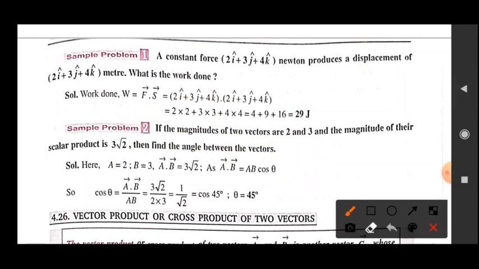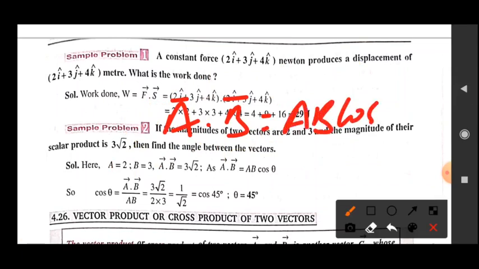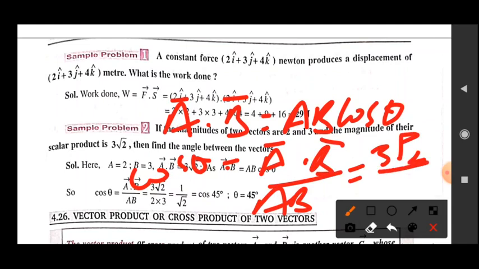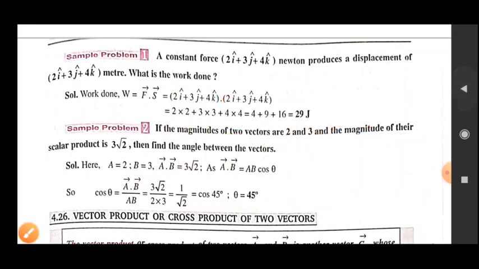Now we have to find the angle between them. You know that a dot b in vector form is equal to ab cos theta. So from here cos theta can be written as a dot b upon ab. a dot b is given as 3 root 2, and ab is 2 into 3. So the final answer we have obtained is 1 by root 2. As you know, 1 by root 2 is equal to cos 45, so theta is obtained as 45 degrees.